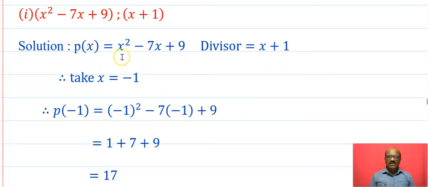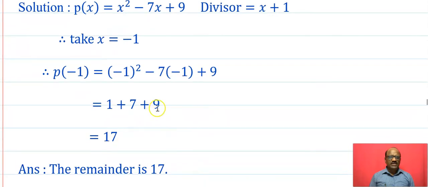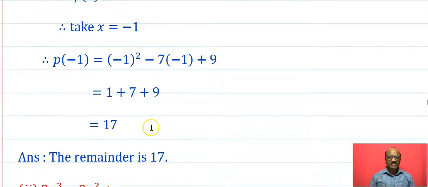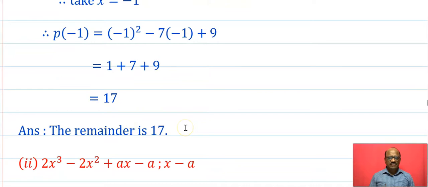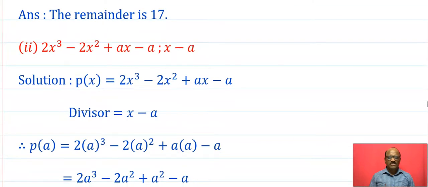1 and replace. In this polynomial, what will we do? x is replaced by minus 1. Therefore p of minus 1 is equal to minus 1 square minus 7 into minus 1 plus 9. Minus 1 square means 1, minus 1 into minus 7 into minus 1, that is 7, plus 9. And their total, that is 1 plus 9 is 10 plus 7, that is 17. The remainder is 17.